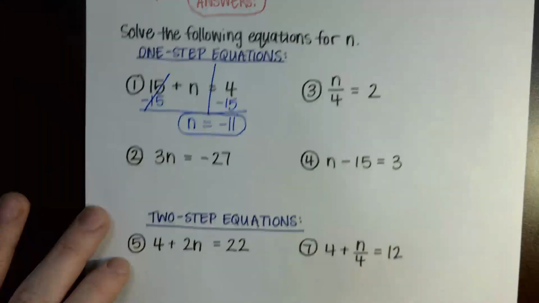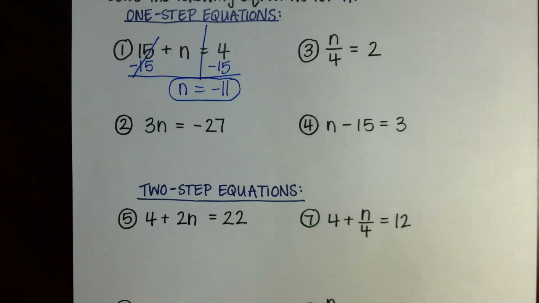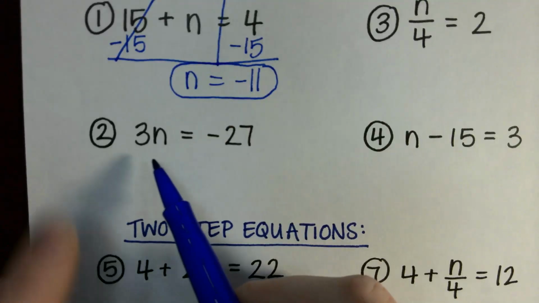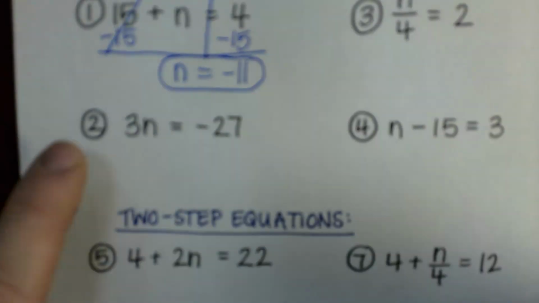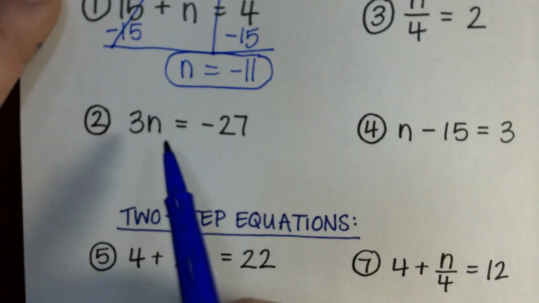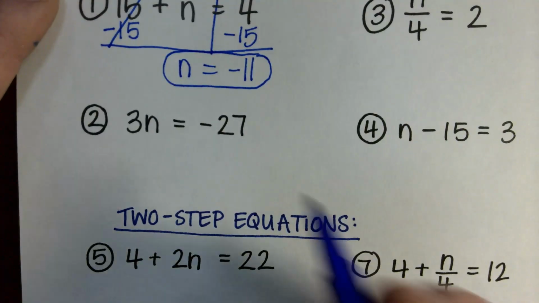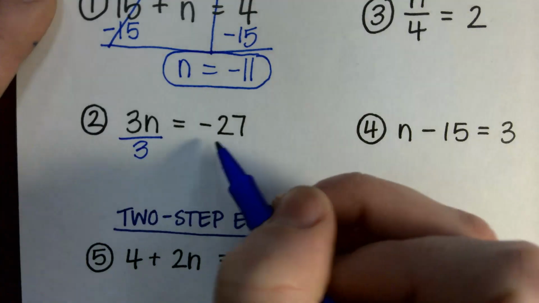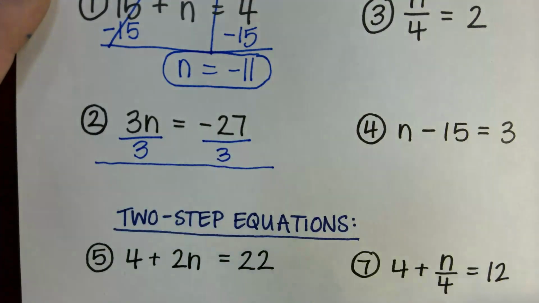Okay, let's try number 2. Number 2 is 3n equals negative 27. First of all, whenever I have a problem like this, it says 3n. What operation is happening there between the 3 and the n? Yes, times, multiplication. We are multiplying here. So what should we do? Divide. Absolutely. We're going to use our inverse operations, and we are going to divide by 3 so that we can cancel it out. And we need to do the same thing on both sides.